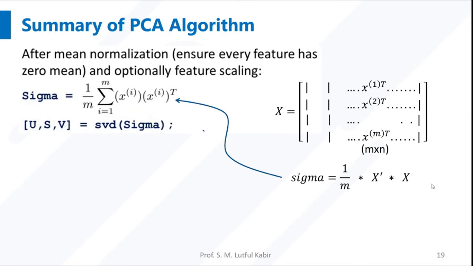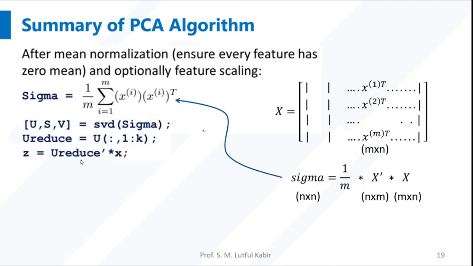So it's very straightforward. You just calculate by this matrix multiplication, vector multiplication, and you'll get the sigma. This sigma you pass to the SVD and you get this. If I do the dimensional analysis, then this x prime is n by m and x is m by n. So the multiplication will be n by n. So sigma is an n by n matrix.